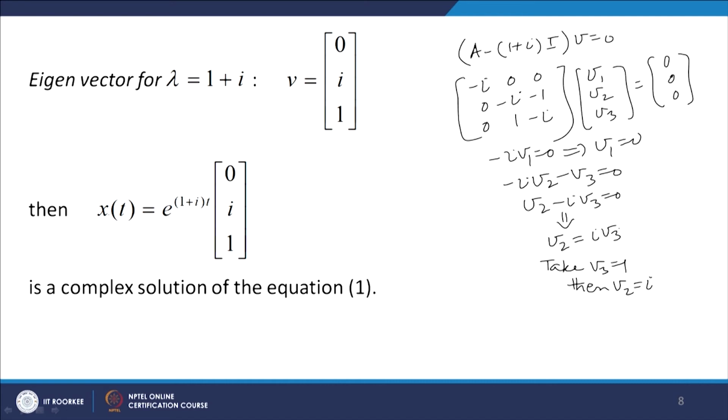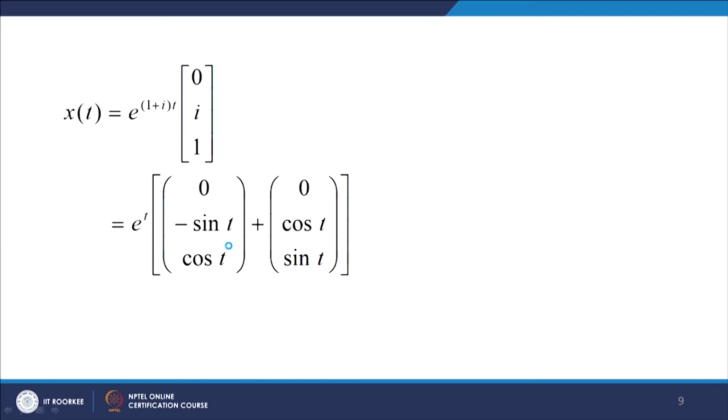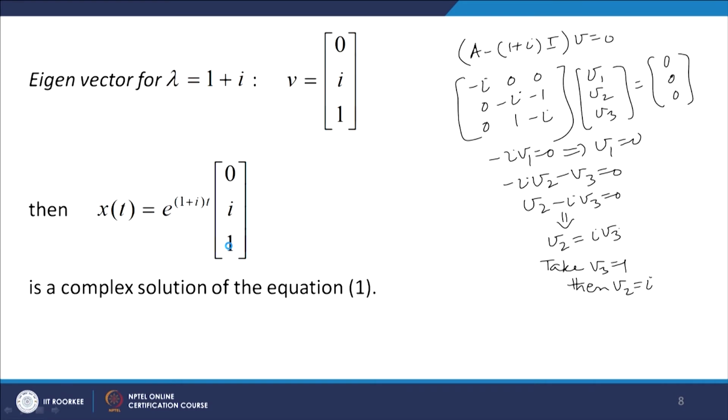Now, the eigenvector, then the solution is x(t) equal to e to the power (1 plus i)t times 0 i 1. It is a complex solution of equation 1. From this we shall find the two real valued solutions of equation 1. For that we need to write this as e to the power (1 plus i)t. So, e to the power t, and then e to the power it can be written as cos t plus i sin t, and then 0 i 1. We shall write 0 i 1 as the real and imaginary parts in that form.